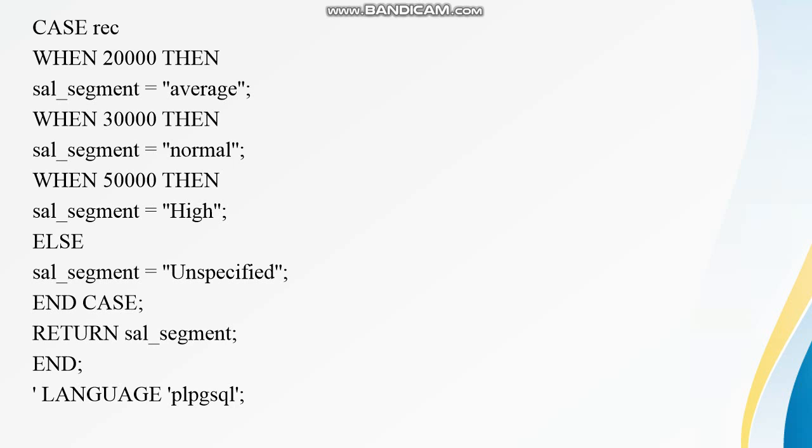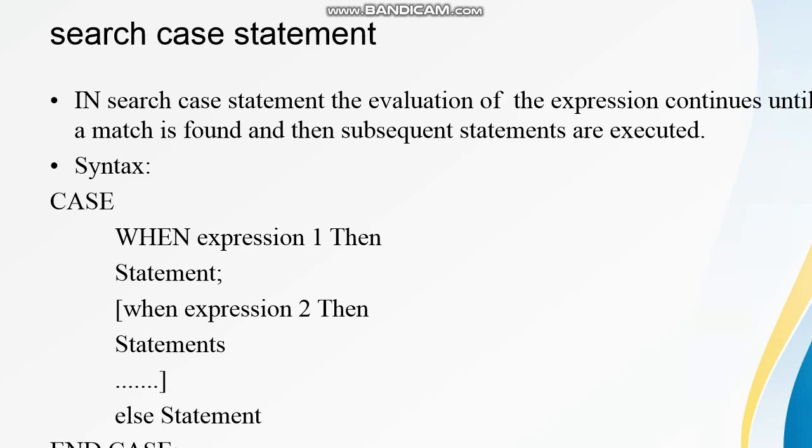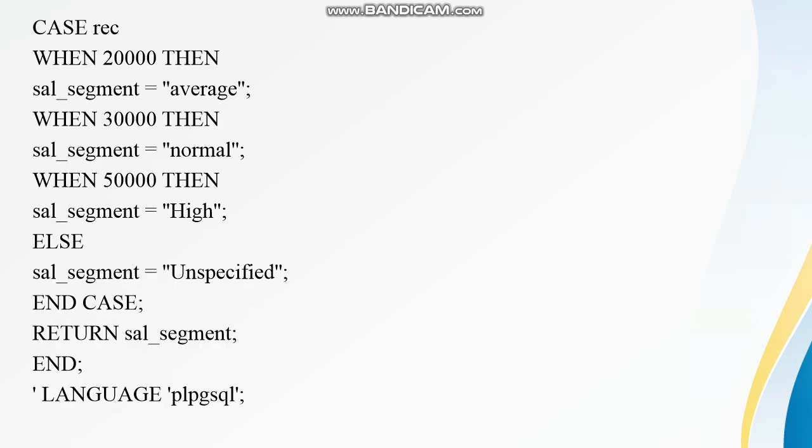WHEN 50000, then salary_segment equals 'high'. ELSE, if none of the cases is found, it executes the ELSE statement, that is salary_segment equals 'unspecified'. Then END CASE, RETURN salary_segment, LANGUAGE plpgsql. Let's run and see this particular program.